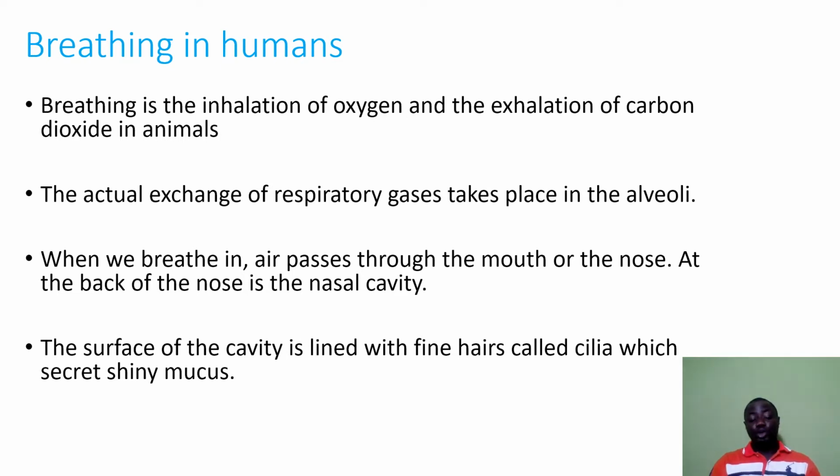Now I hope you remember the diagram of the human respiratory system. It contains several structures. Let's remind ourselves: nasal cavity, pharynx, larynx, trachea, bronchus, bronchiole, alveoli. The alveoli are also called the air sacs. This part is in the lungs. That is where the exchange of gases takes place. The actual exchange of respiratory gases takes place in the alveoli.